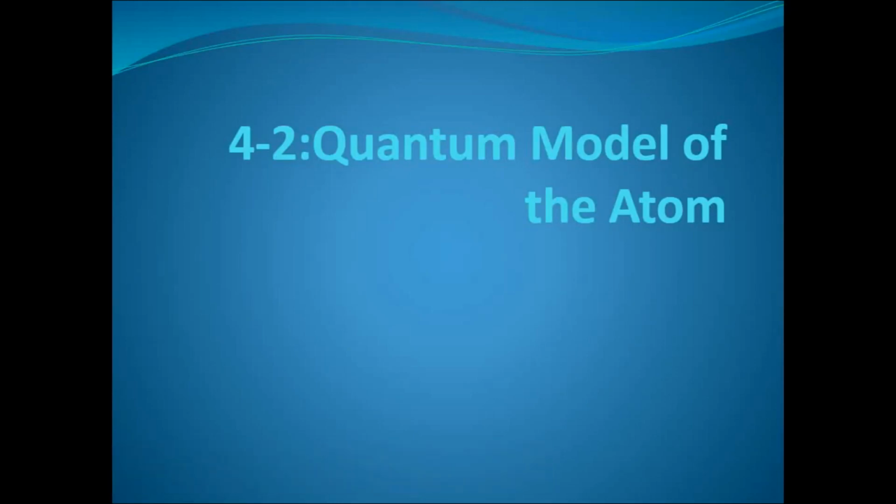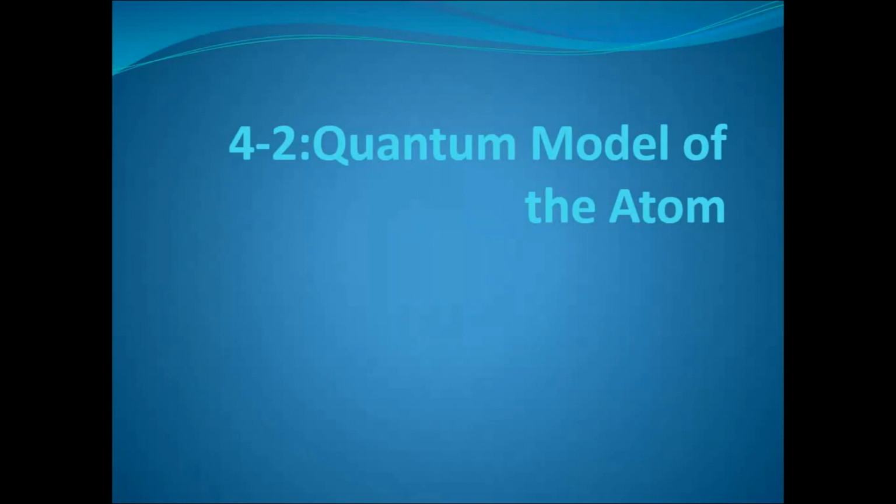In 4.2, we are going to look at the quantum model of the atom. Up until this point, we have thought that there is a nucleus with the protons and neutrons in the nucleus, and then the electrons are orbiting around that like planets orbit around the sun. And that's pretty much where junior high models stop when they talk about an atom. So now we're going to be going a little bit deeper into the understanding of what an atom actually is like.